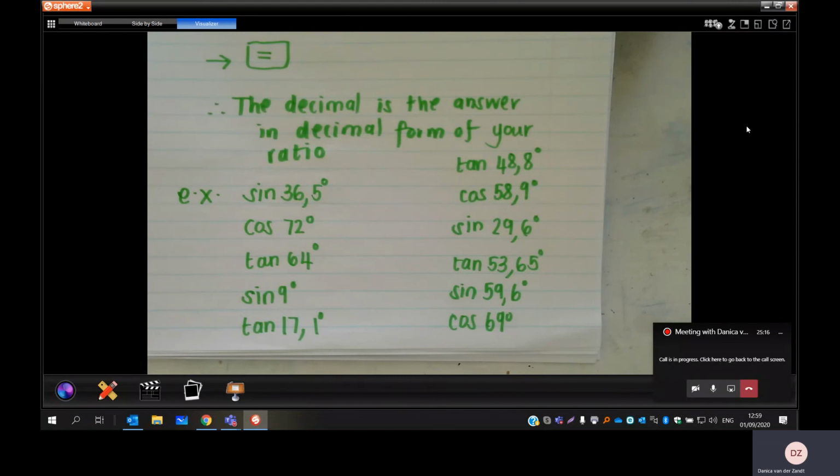So this represents opposite over hypotenuse of a reference angle 36.5. Can we put the value? It should give you an answer anyway. Is that correct? No? Yes. So I want 2 decimal places, please. So we're also practicing rounding while we're at it.